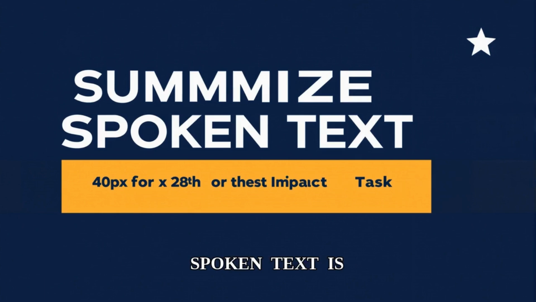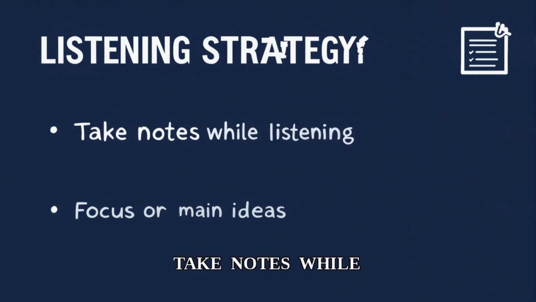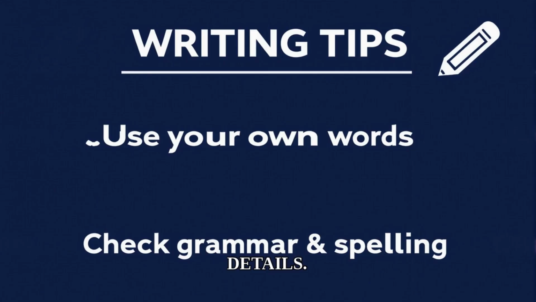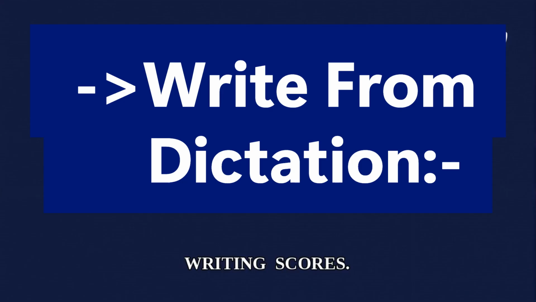Summarize spoken text is the highest impact task. Listen to 60-90 second audio and write 50-70 word summary. Take notes while listening. Focus on main ideas, not details. Use your own words. Check grammar and spelling. This task significantly boosts your listening and writing scores.